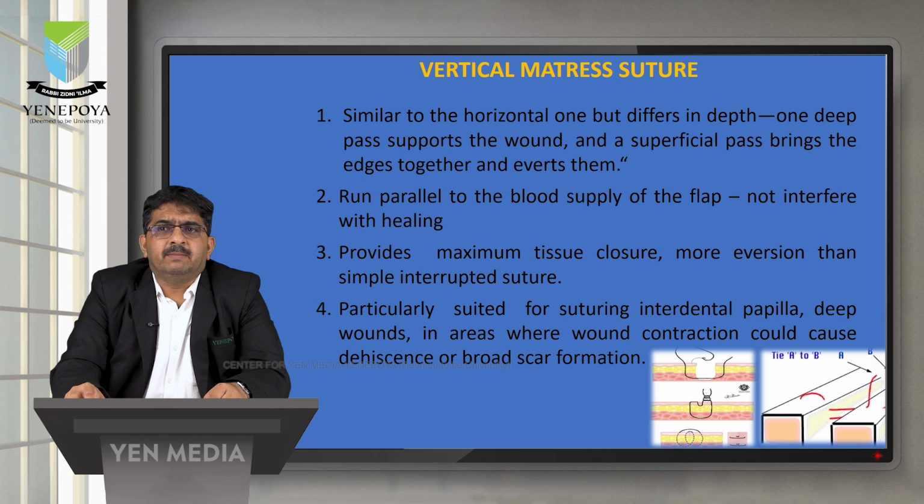Vertical mattress is similar to horizontal mattress but differs in depth. One deep pass supports the wound and the superficial pass brings the edges together and everts them. They run parallel to the blood supply of the flap, so the healing is better because it does not compromise the blood supply to the wound margin. It provides maximum tissue closure, more eversion than a simple interrupted suture, and is suitable for suturing the interdental papilla and deep wounds in areas where wound contraction could cause dehiscence or broad contamination.